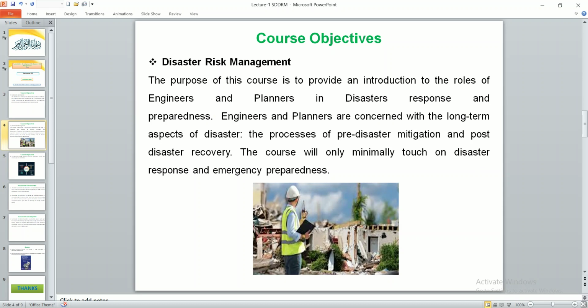The course will only minimally touch on disaster response and emergency preparedness, which is very important. Just after a disaster takes place, the civil engineer is responsible for visiting the site and checking whether buildings are in serious condition, with people inside. If the building is touched carelessly, it can make the disaster worse, so that the people inside may die. Civil engineers have the techniques to handle the structure so that the people inside the building can be safely evacuated.